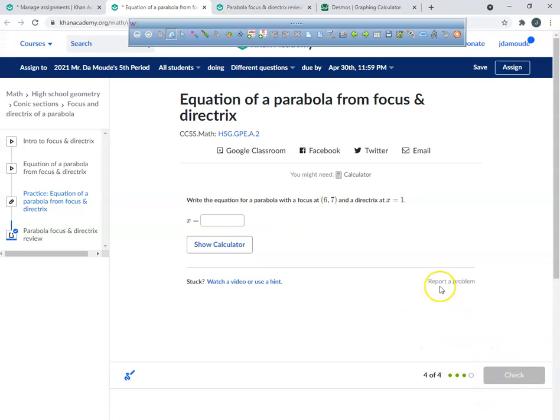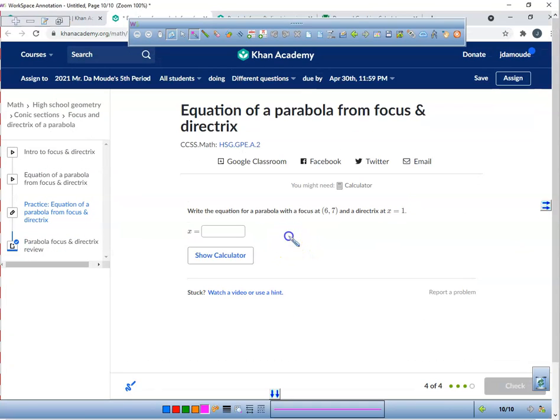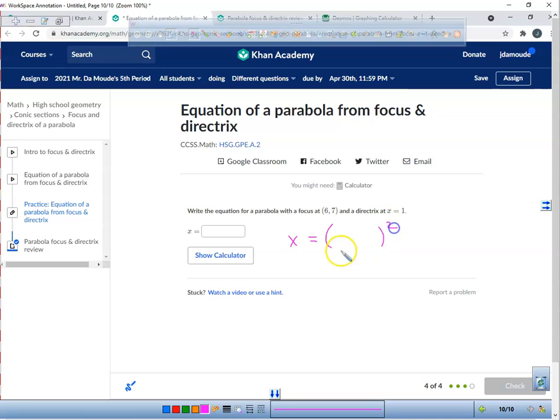Last problem. It says x equals. All right. So I know I'm going to have an x equals parentheses something squared over a number, and I'm going to find my vertex just by plotting this stuff. I'm going to figure out what goes in here, and at the end, I just got to figure out what number goes in the bottom. Okay, so we have a focus at 6 and 7, and the directrix is at x equals 1.